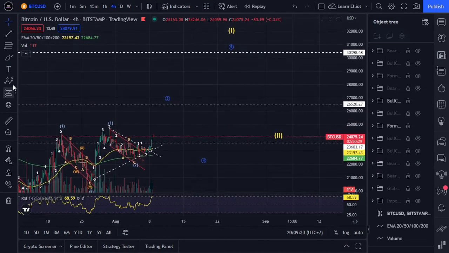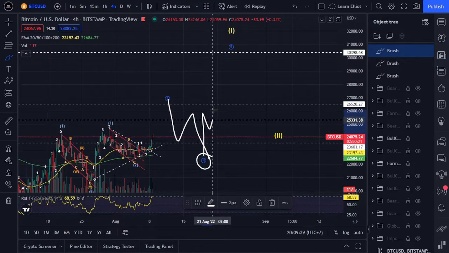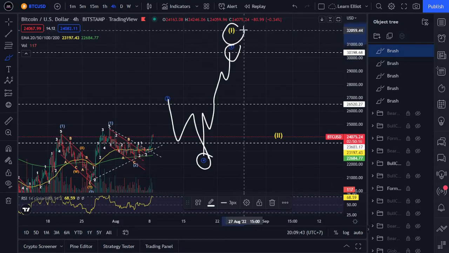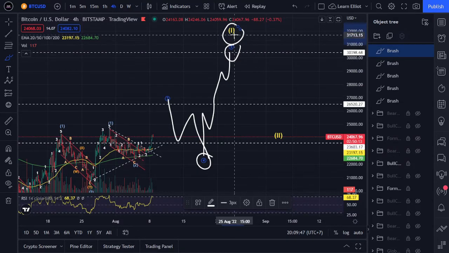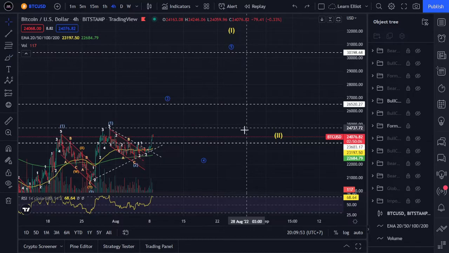So from this wave 3, of course, we are going to have a correction, an ABC correction to wave 4, and another impulsive wave to wave 5 here, which makes a first impulsive wave to the upside, and then we are going to have a big correction down, like ABC or WXY.